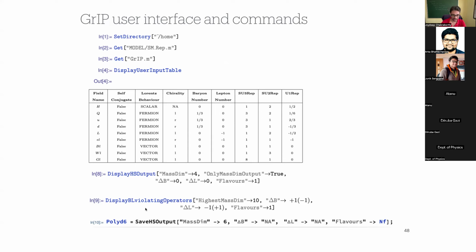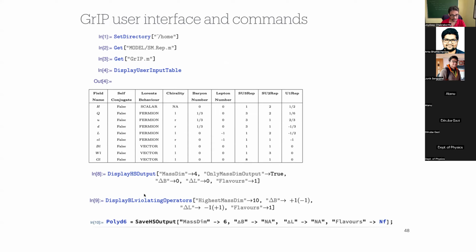Here you can mention, for example, baryon number, lepton number conservation. So that's set to be 0. You can change the flavor. We just put 1. But there are some operators which exist only when you have more than one flavor. So you can check NF, then you'll see the number of operators is a function of NF. You can change the number of flavors.